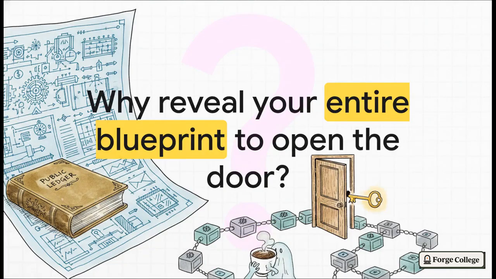Think about this for a second. Why reveal your entire blueprint just to open the front door? It sounds slightly ridiculous when you frame it like that, right? But imagine having to publish a 50-page legal document detailing every single one of your financial contingency plans to a public blockchain every single time you buy a cup of coffee. That is exactly the clunky, highly public flaw we used to deal with in old Bitcoin scripts. We desperately needed a better way.